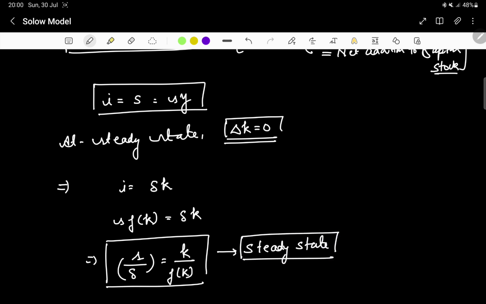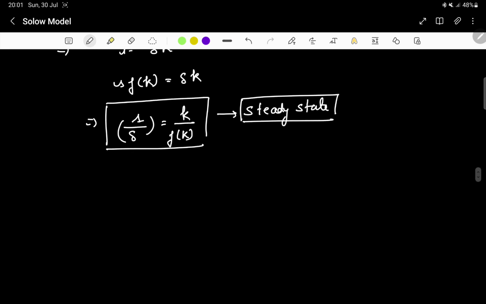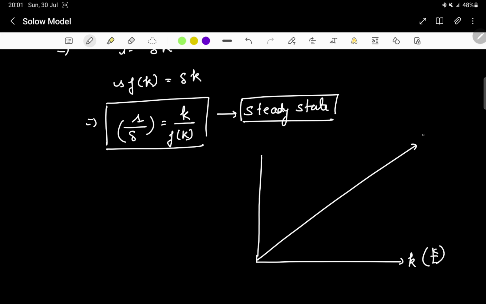Equation of steady state. Now we can draw the diagram to analyze it diagrammatically. This is small k, which we write as capital K by capital L. Now we will write the depreciation line. This is delta into k, because it is passing through the origin and there is no intercept. This is y, that is capital Y by L.